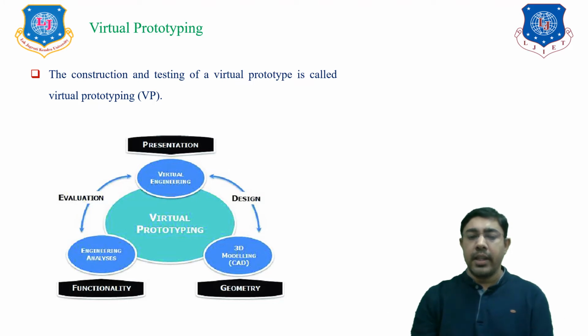Now if you look at virtual prototyping, here I show that there are two functions. There is geometry, which is the creation of 3D models in CAD software. And in the functionality part, there is engineering analysis. We analyze the particular virtual components to get required results like stress, stiffness, temperature, thermal stress, etc. If you combine both of these, that is virtual prototyping.